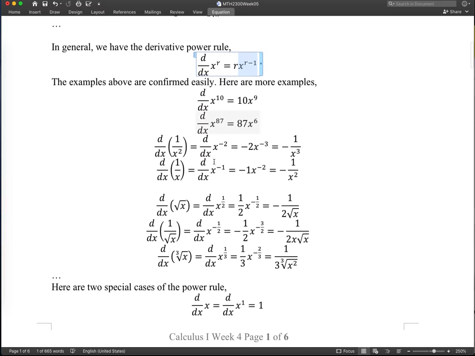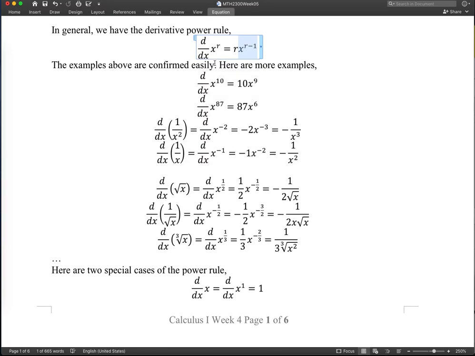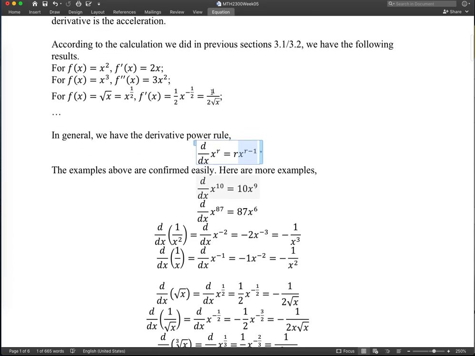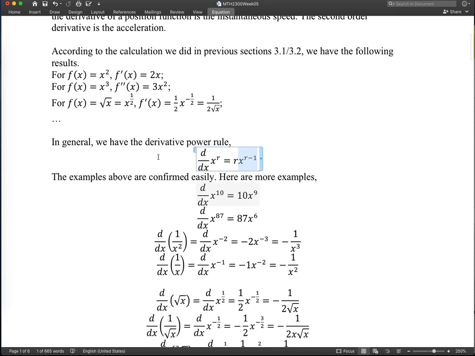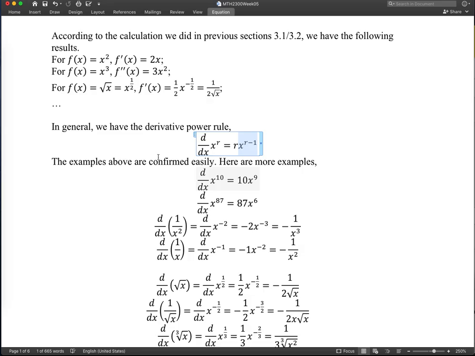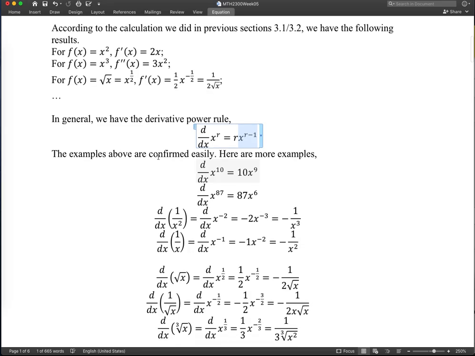Okay. Some other examples. I'm talking about the derivative power rule. Keep in mind, the power for a power function could be any real number. So far, we just covered integers, positive integers, and we also covered the special case 1/2, a rational number. For this power rule, the power r could be any real number.